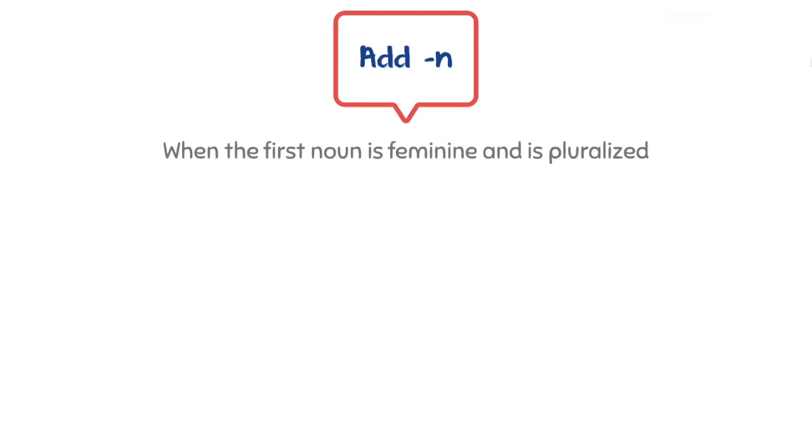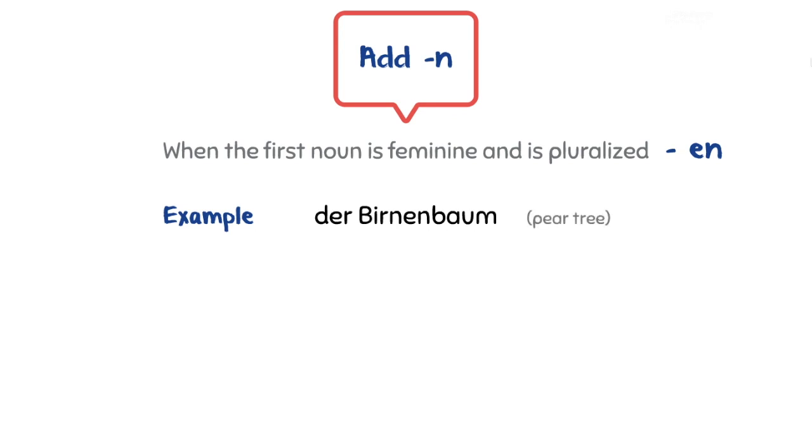The next rule is you add an N when the first noun is feminine and is pluralized. For example, der Birnenbaum, the pear tree. Here we have the plural form en. Die Birne, the pear, changes to die Birnen, der Birnenbaum.